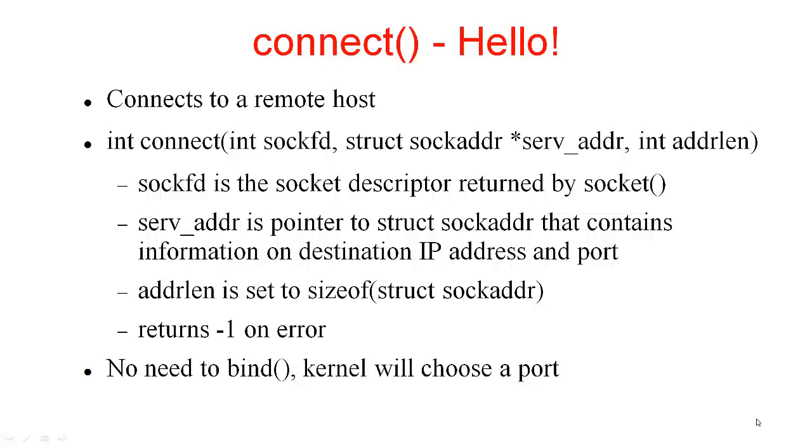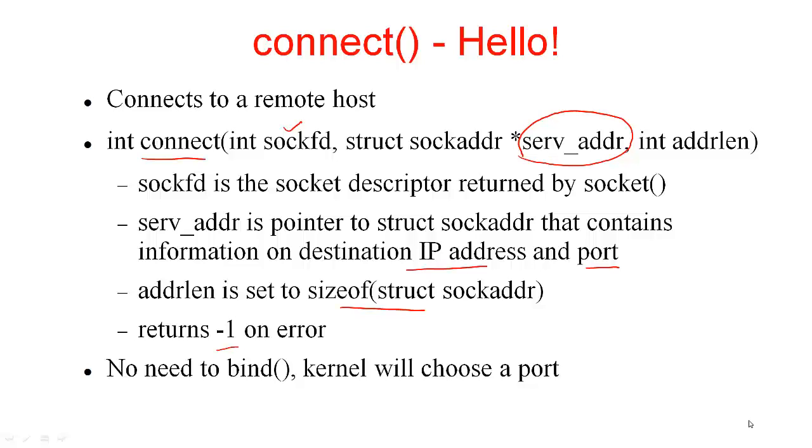So connect is used by a client to connect to the other end, often a server. So this is the function. You have to specify over which socket to connect, and then you again have to specify the other endpoint's information. This is the server information. So you need to specify the destination IP address and the port information. And this address length is again the size of the structure. If things didn't go well, this will return -1 on error.